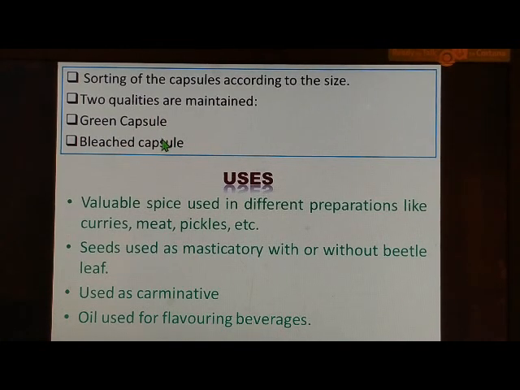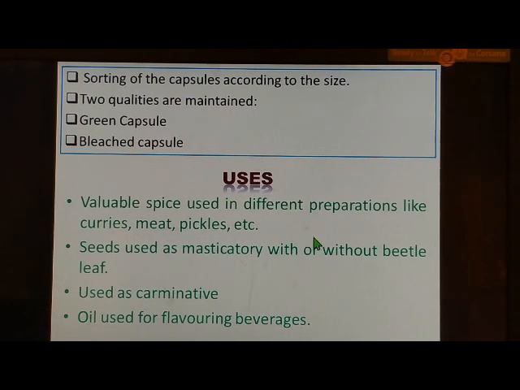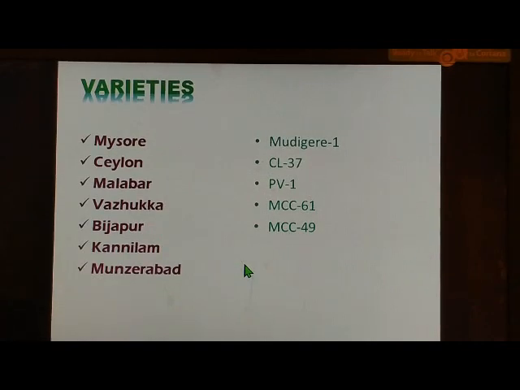Whereas the second part, the bleached capsule, this quality is developed by exposing the dried capsules to sulfur dioxide. And the last part, we come to the uses.